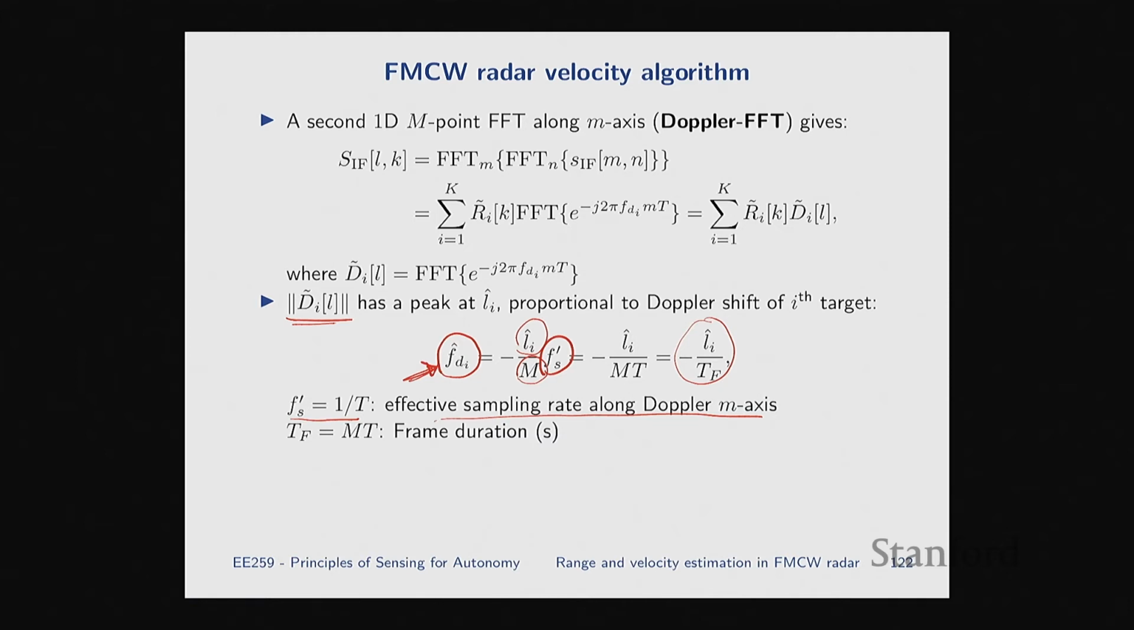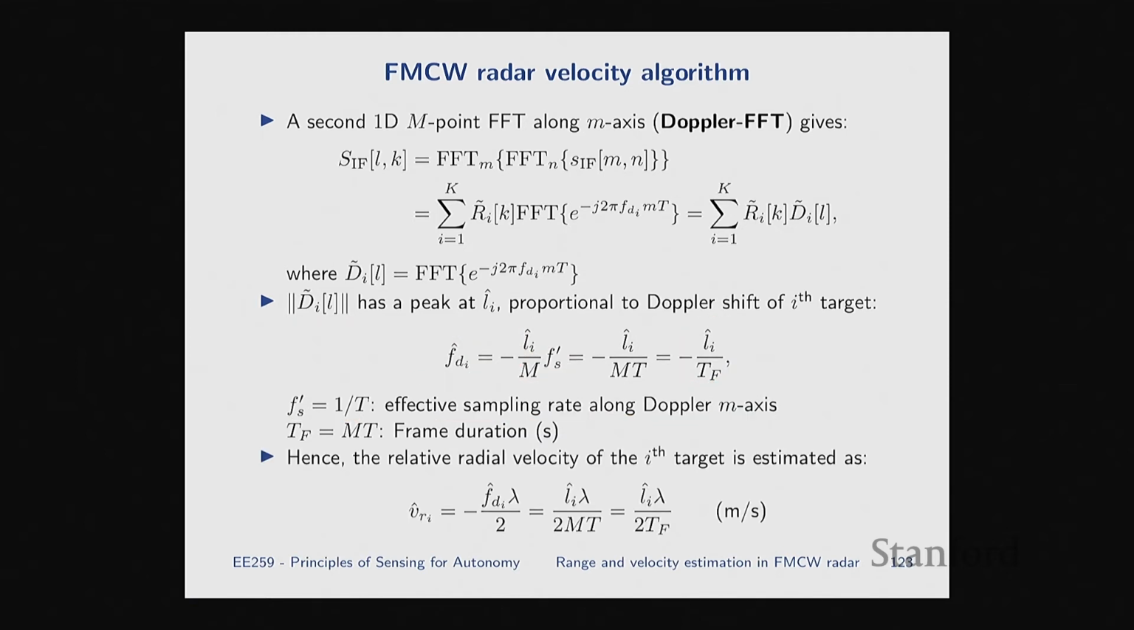And the Doppler shift we can also easily convert to radial velocities. Radial velocity is Doppler times lambda over 2. If you plug everything in terms of the indices at which you see the peaks along the Doppler axis, you multiply them by lambda and divide by 2 times the frame time, and that gives you the radial velocities of the targets in meters per second. I know the math becomes a bit dense here, so this is the kind of thing you have to sit down and go through at your own pace and make sure every step makes sense.